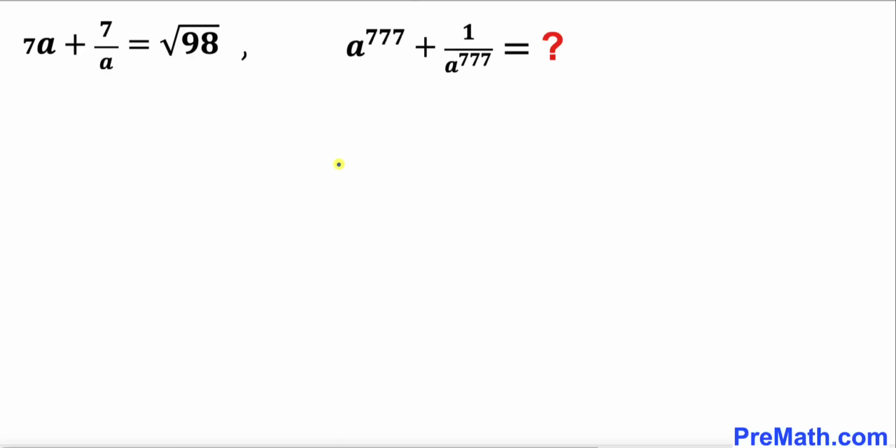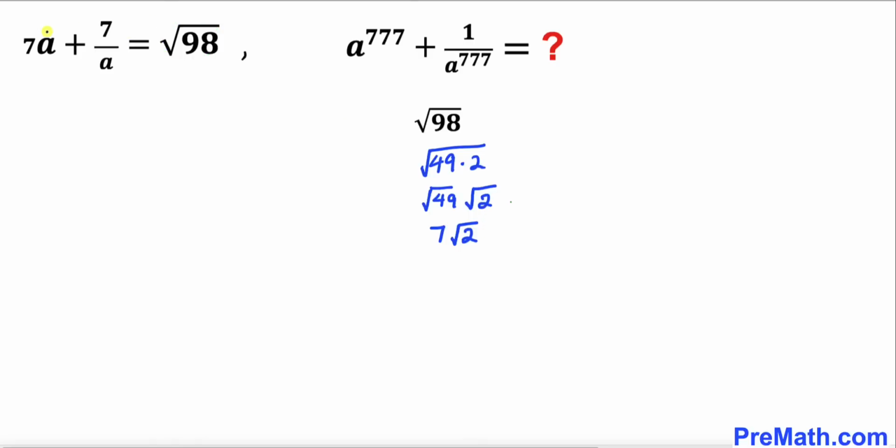Let's go ahead and get started with the solution. Let's focus on this equation, and on this radical, the square root of 98. 98 could be broken down to 49 times 2 under the square root. We can break it down to the square root of 49 times the square root of 2. The square root of 49 is simply 7, so the square root of 98 could be written as 7 times the square root of 2.